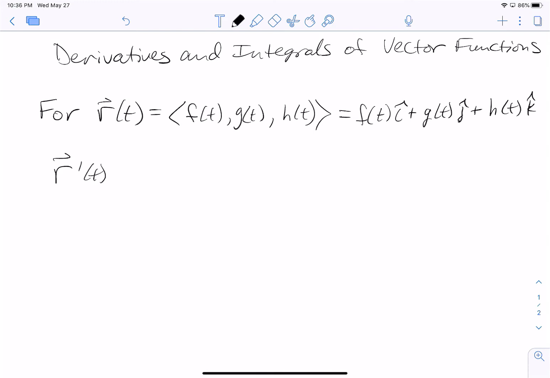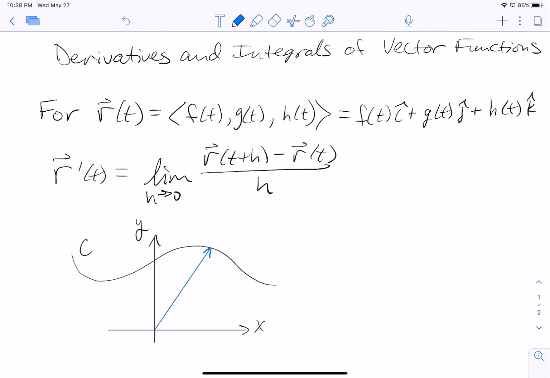R prime of t is equal to, by definition, the limit as h approaches 0 of r of t plus h minus r of t, divided by h. And you'll notice it's the same expression that we use for real functions, but what does this mean in a vector function context? Here I have a curve C in the xy plane, so we'll develop this in 2-space, although it applies to R3. And C is given by r of t.